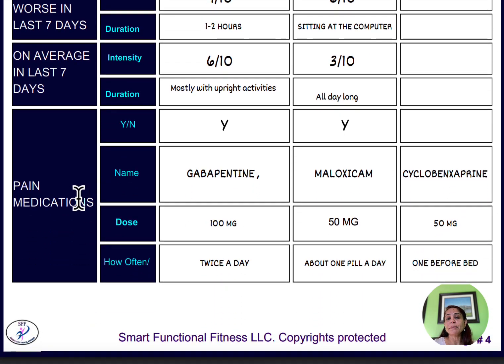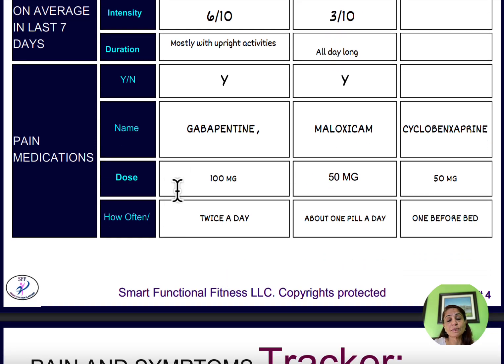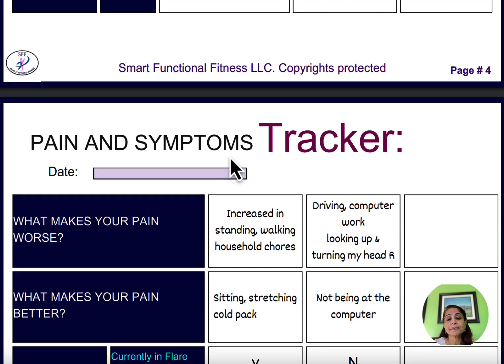Now, when you come to the pain medications, you're going to use all 3 columns here. So it doesn't go under the pain, but you're just going to write down how many pain medications you take, how often you take them, and how much is the dose. And I would even write down, does that make a difference or not in your pain? So just stay more tuned with how those pain medications are affecting you.